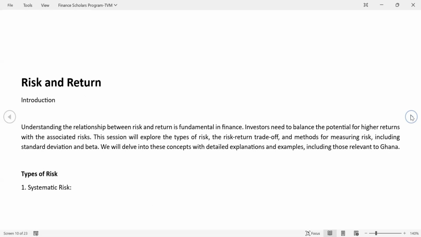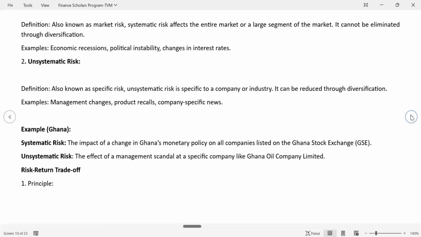So let's look at the two types of risk. We have the systematic risks and then we have the unsystematic. So what is the systematic risk? The systematic risk is the kind of risk that affects a business and is related to the market. It cannot be eliminated. The risk is coming from the market, from the macro economy. So you can't change it as a business.